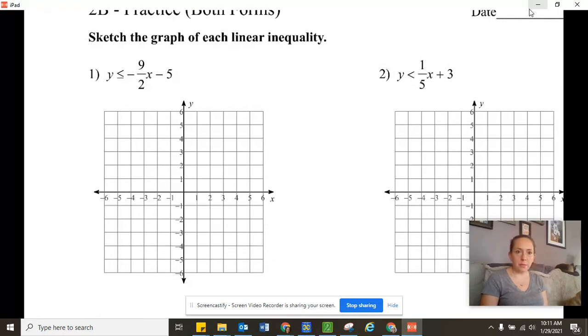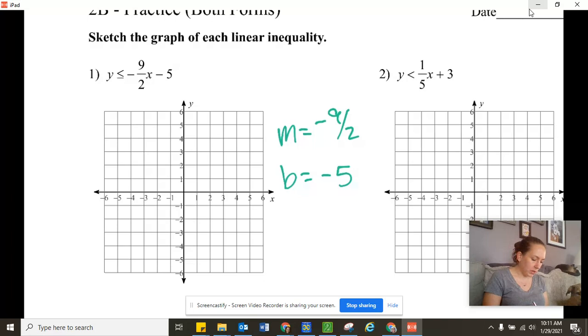With number one, it's already in slope-intercept form, so you can just go straight to graphing. We can pull m and b straight from the equation. So m is the number with x, so it's -9/2, and b is -5. So remember, b is where we start. And in this case, m is -9/2.